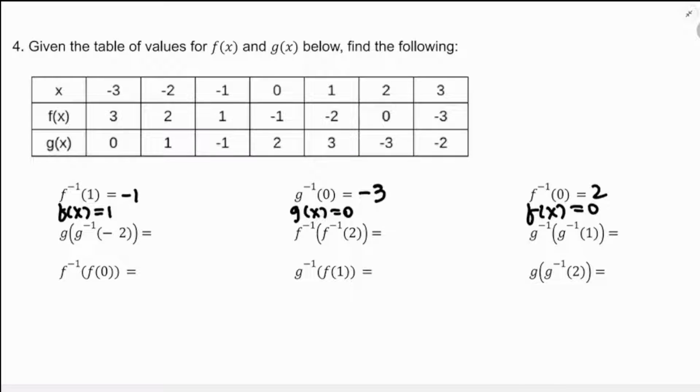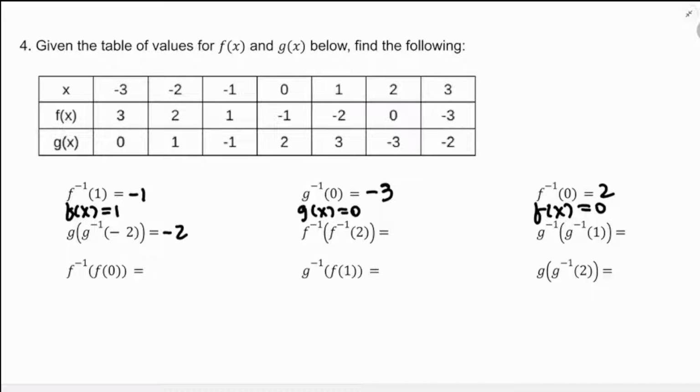And g of g inverse of negative 2, that's going to be negative 2 because, first of all, that's how inverses work. But let me look at that. Oh, yeah, g inverse of negative 2, okay, that's 3. And then g of 3 is back to negative 2.